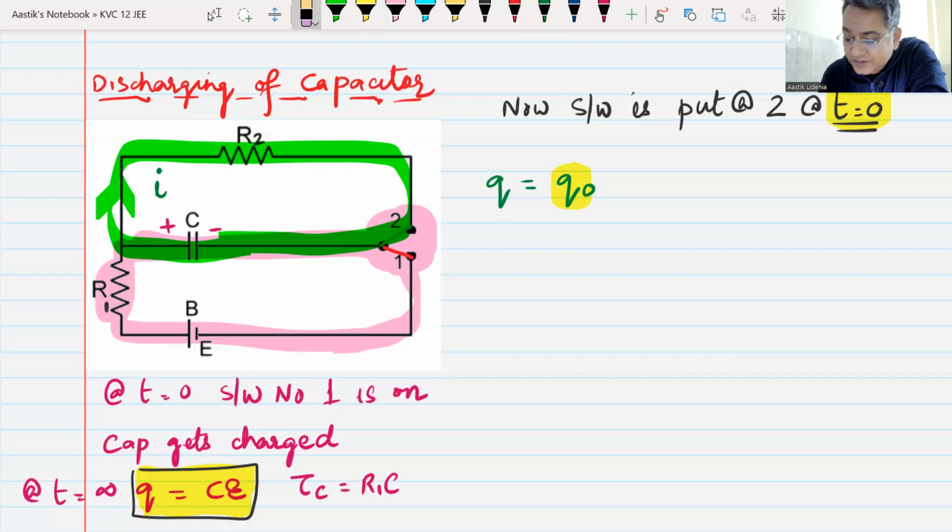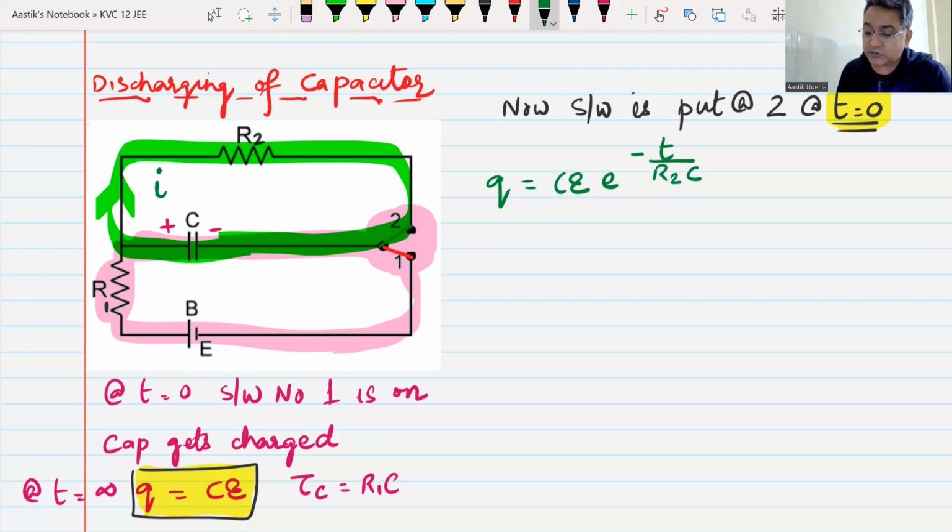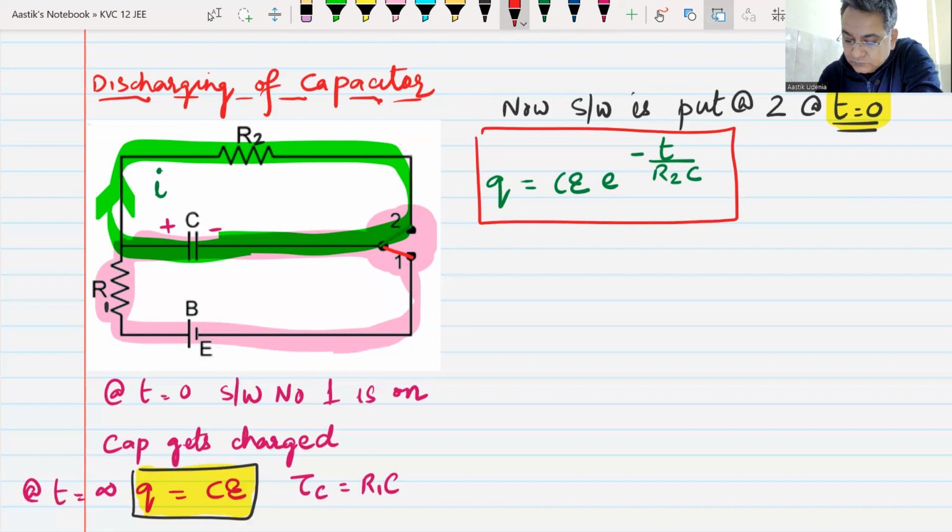Or let me not write it as Q naught. Let me first write it in the original form. So the initial value of charge, my dear friends, was C into E. That is how it was charged. E to the power minus t by the time constant of this circuit, and the time constant of this circuit is going to be R2C. Do we understand what I am doing here? Yes or no?